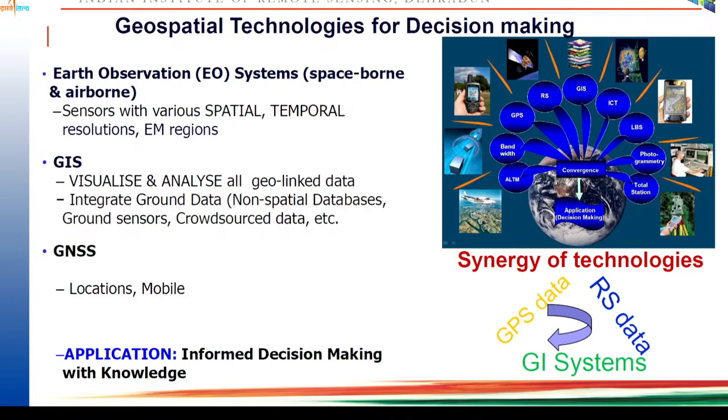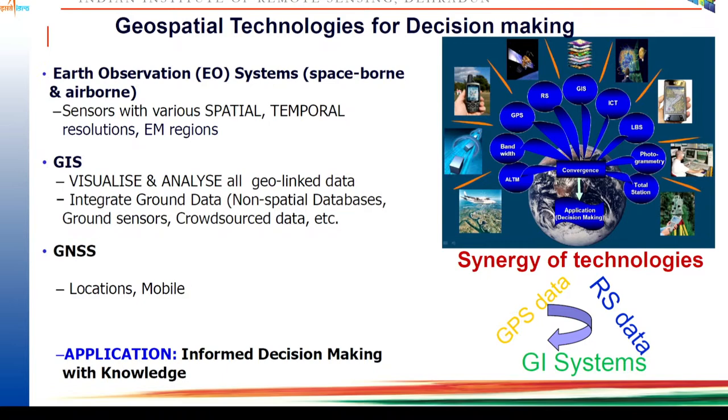So geospatial technology comprises unique technologies like satellite, geographic information system, navigation satellite system, global navigation satellite system. Apart from that, certain data analytics, some ground sensing, drone, radar, photogrammetry, and so on, altimeter. All these are very much useful with respect to agriculture.